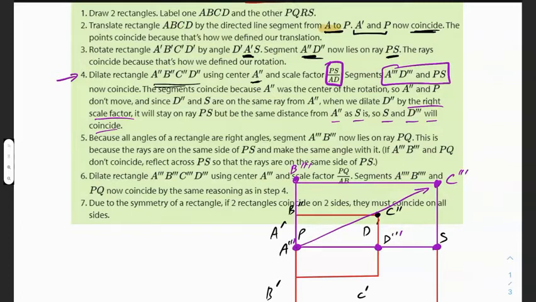I don't want to be disingenuous to him. Because all angles of a rectangle are right angles, meaning they're all 90 degrees, right? Segment A triple prime, B triple prime now lie on ray PQ. A triple prime B. Oh, okay. So he's saying this is 90 degrees, that's 90 degrees. Therefore, they all have to line up or be coincident. Okay, they create a straight line.